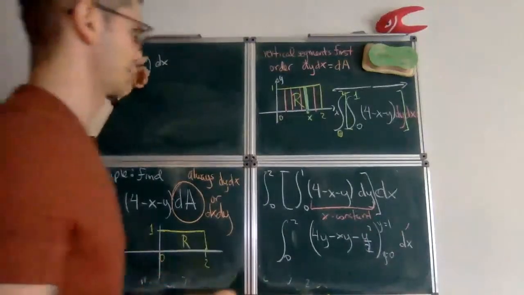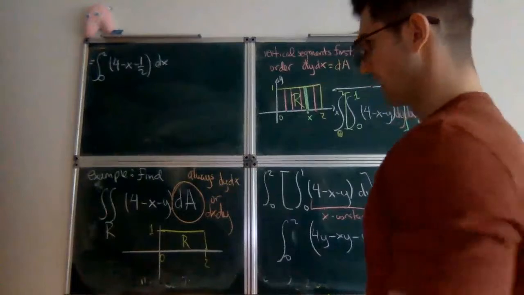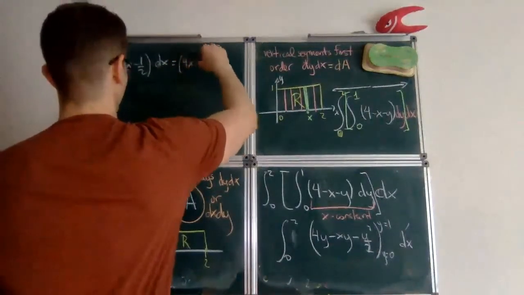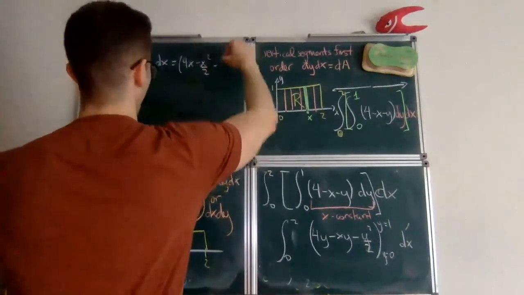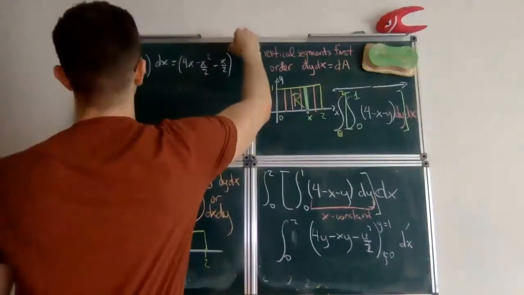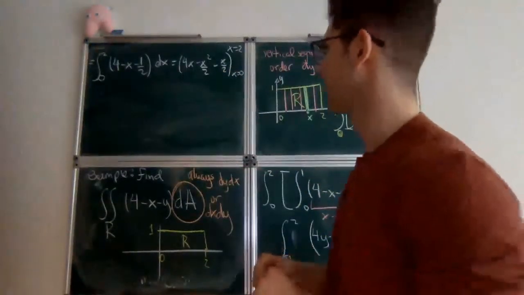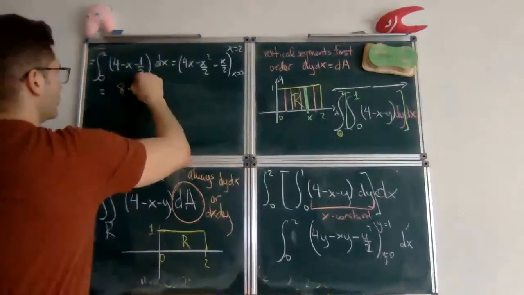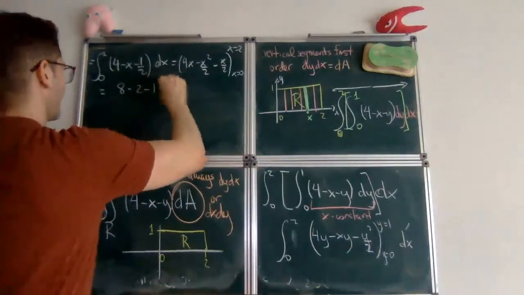And so, now notice that this is an expression in x. This is like the A of x function that I referred to in the previous video. And so now you just integrate this as you normally would. This is 4x minus x squared over 2. Well, you could have added these two together or whatever. Again, nothing happens at x equals 0, so we just have to evaluate at x equals 2 and see what we get. So you get 8 minus 2 minus 1. That's, yes. And so you get 5.